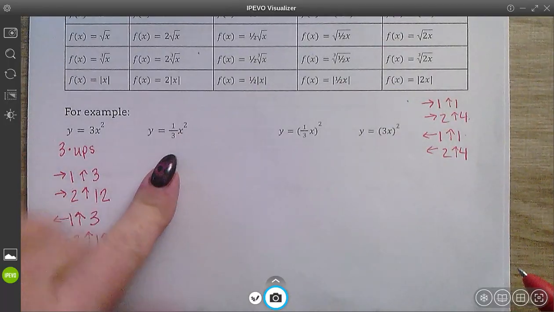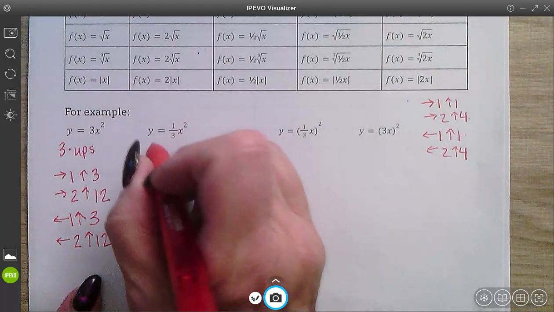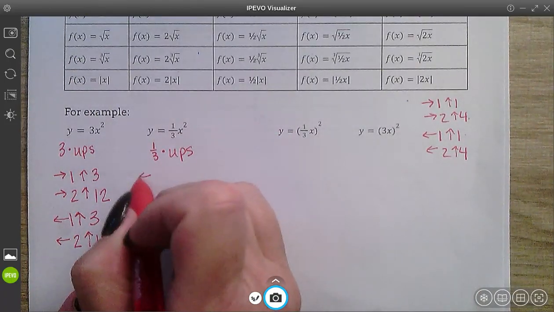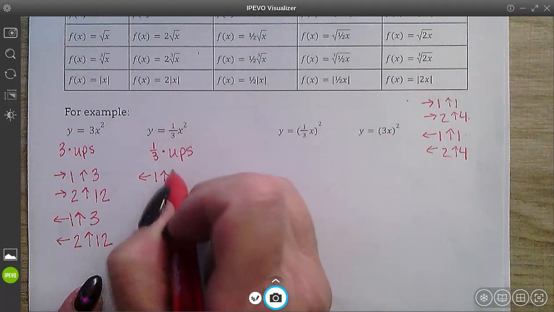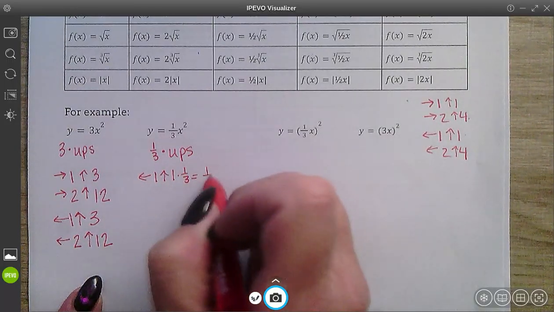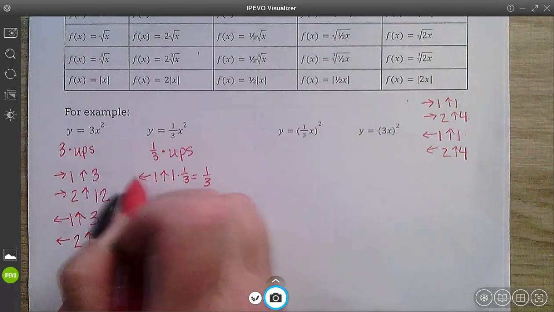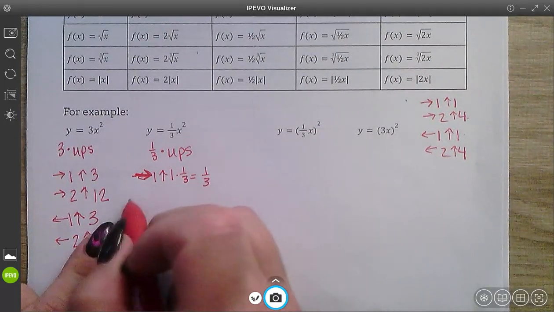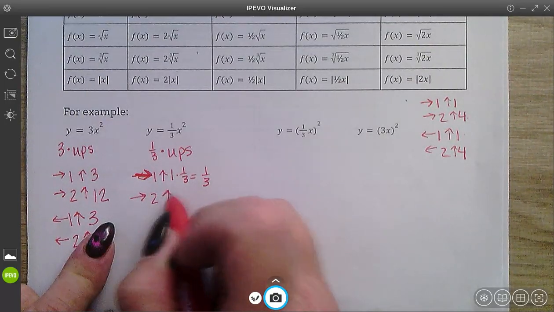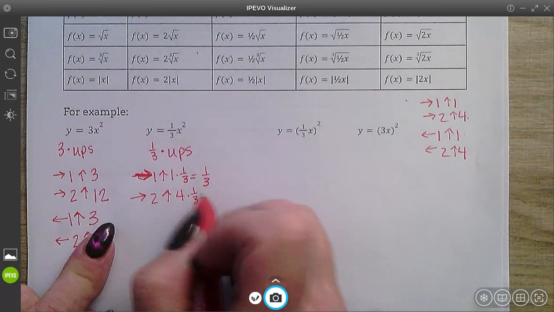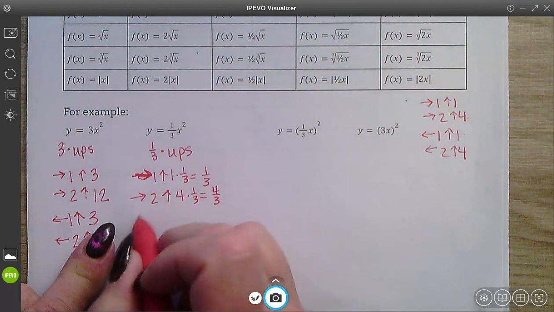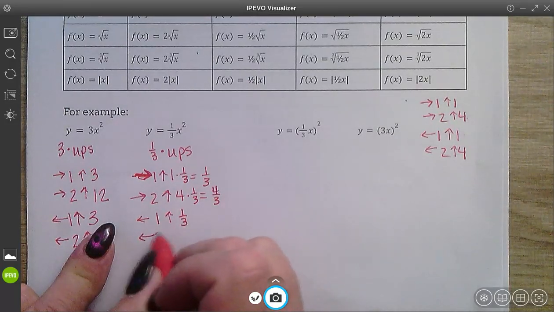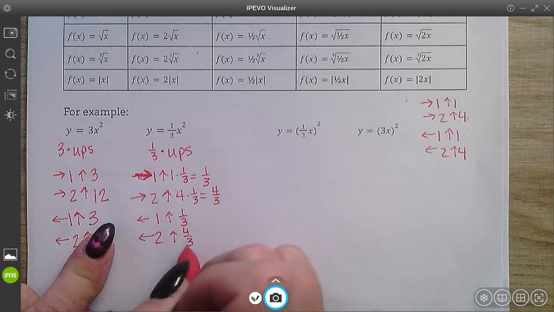If I have 1/3 out in front, I'm going to take all of my ups times 1/3. So I have over 1, up 1 times 1/3, which is 1/3. Oops, I meant to go right 1. Right 1, up 1/3. Right 2, up 4 times 1/3, which is 4/3. And then left 1, up 1/3, left 2, up 4/3.